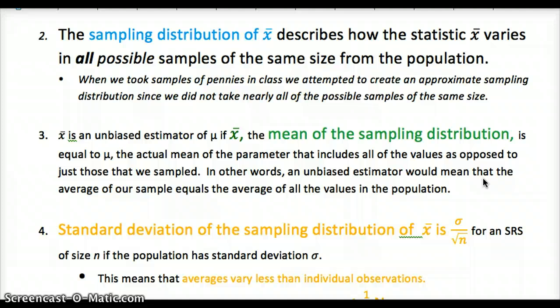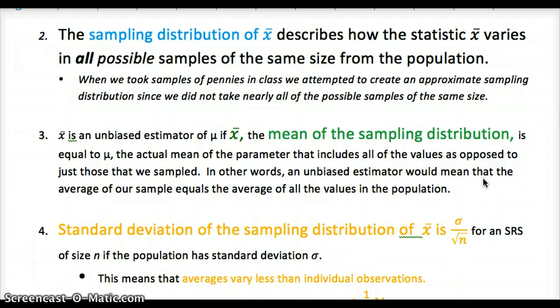So a true sampling distribution would be all possible samples of the same size from the population. That's something that will pop up on quizzes and tests, as well as the AP test. So if you have something that you've simulated, you want to call it an approximate sampling distribution.